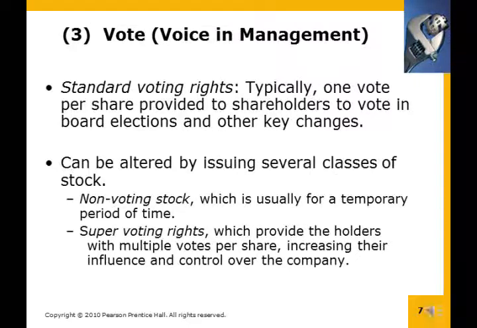The third characteristic is voting, voice in management. The standard voting rights will give shareholders 1 vote per share to vote in board elections and other key changes. So every shareholder will have 1 vote per share. But this can be altered by using several classes of stock. What are they? They are non-voting stock and super voting rights.